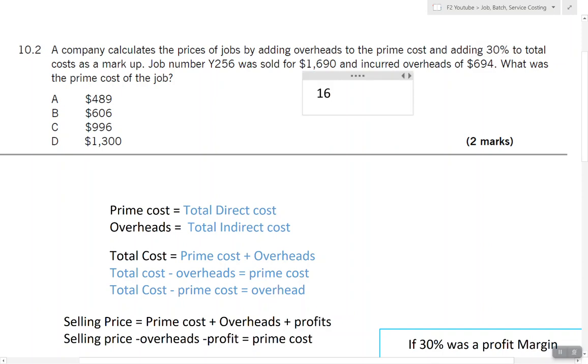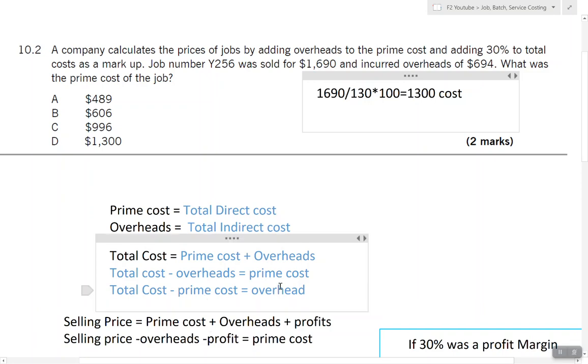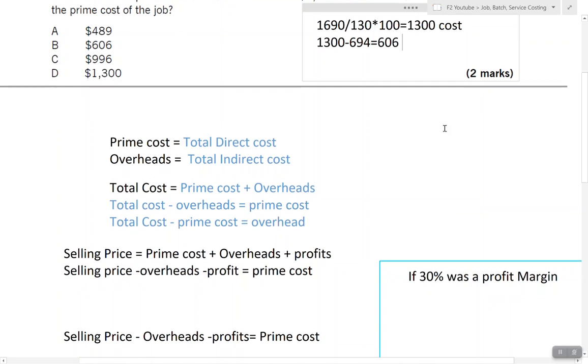So I can simply take $16.90, which is the selling price, and divide this by 130 because it is a markup. So selling price would be more than 100. Multiply by 100 would give me cost. Now I can use this formula of total cost minus the overheads. It will give me prime cost of 606.